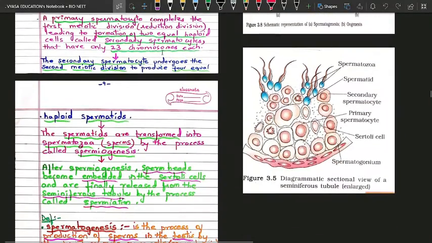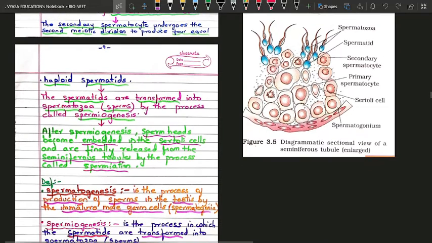Just mention the written matter in this way. After spermiogenesis, that is the formation of the sperms, the sperm heads become embedded in the Sertoli cells. You can see here, they are getting embedded in the Sertoli cells. These are the Sertoli cells.